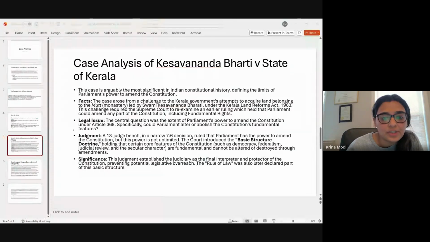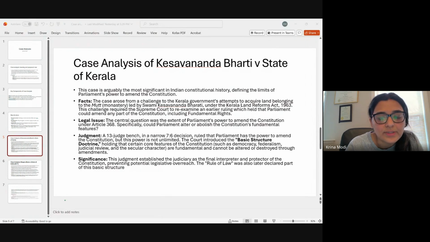So the central question was the extent of Parliament's power to amend the Constitution under Article 368. Specifically, could Parliament alter or abolish the Constitution's fundamental features? So that was the legal issue, a very simple issue: whether the Parliament, not the court, the Parliament, has the right to alter or abolish the fundamental rights of the Constitution.